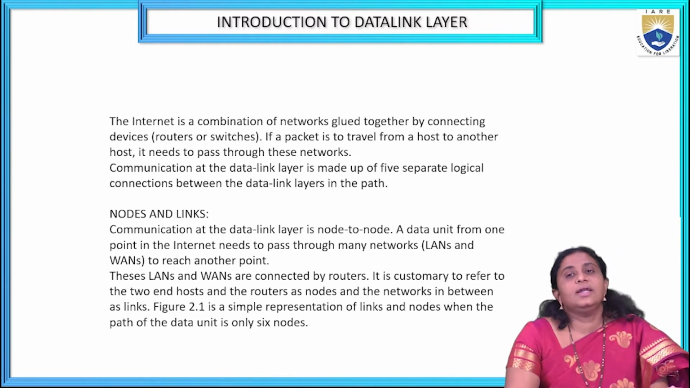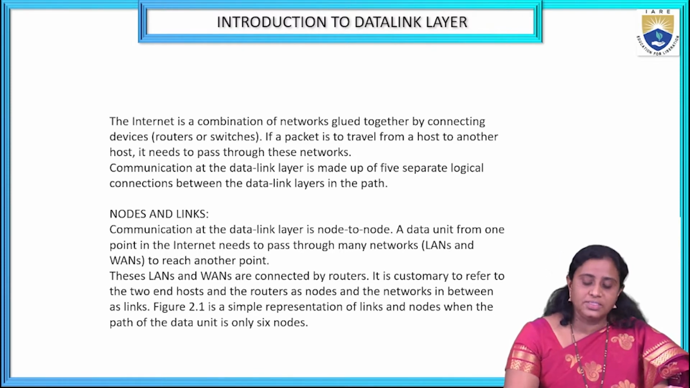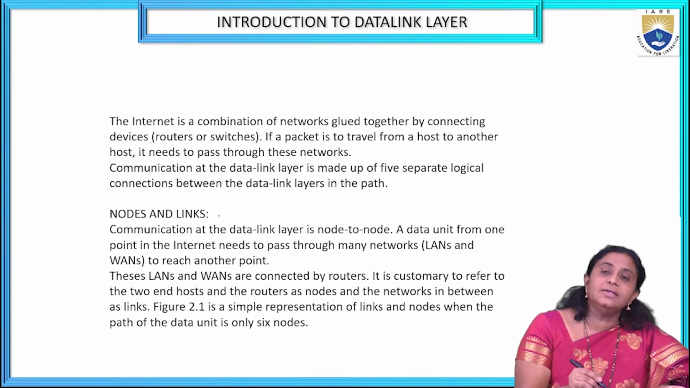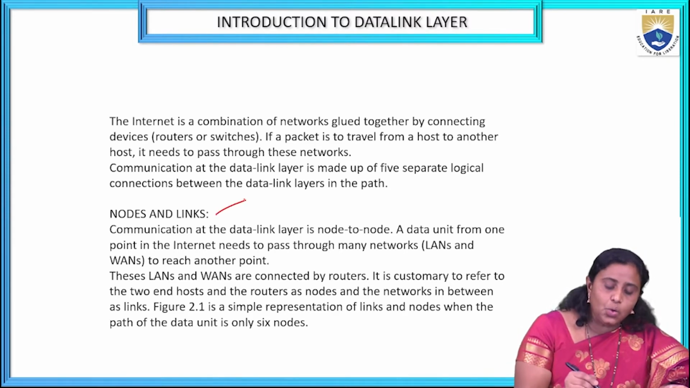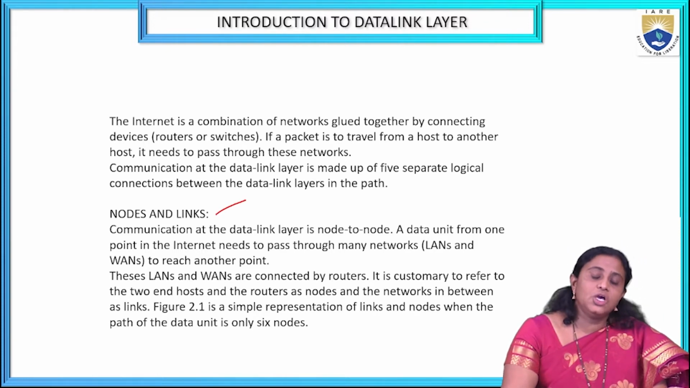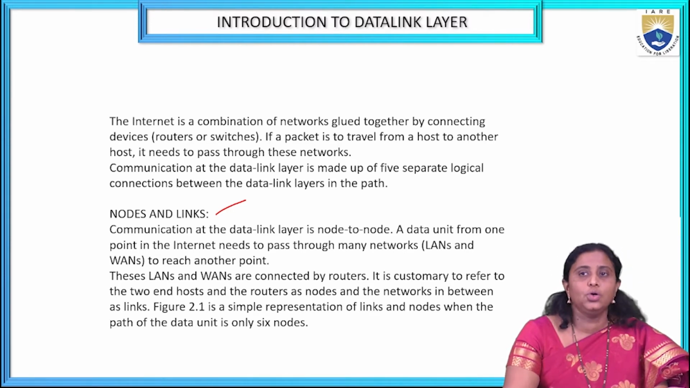So communication at the data link layer is made up of 5 separate logical connections between the data link layers in the path. The most important elements present under the data link layer are nothing but the nodes and the links. Communication at the data link layer, as I already explained before the start of this video, is node to node.